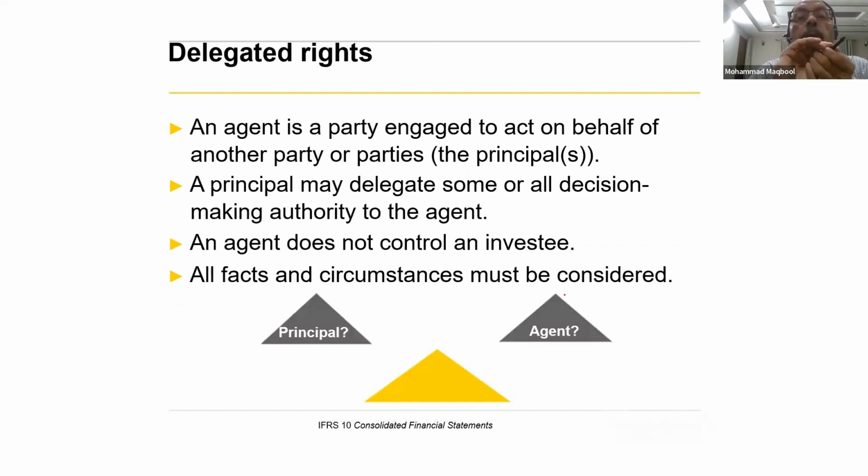Agent, we already talked about. An agent is a party engaged to act on behalf of another party, which means the principal. The principal may delegate some or all of the decision-making authority to an agent. The agent company does not control an investee, and we need to consider all the facts and circumstances about the appointment of the agent. Okay, like this, the yellow is the investee company. Who will consolidate, agent or principal? The answer is the principal, not the agent, because the agent is acting on behalf of the principal. Basic control lies with the principal.